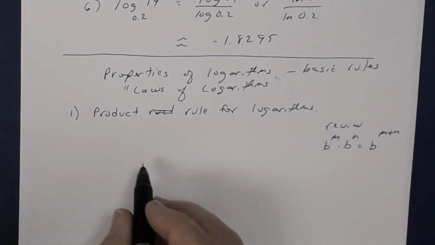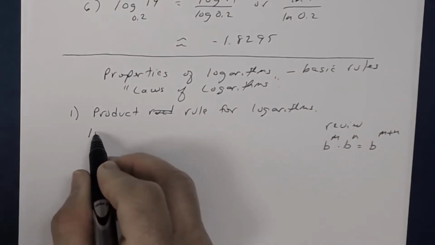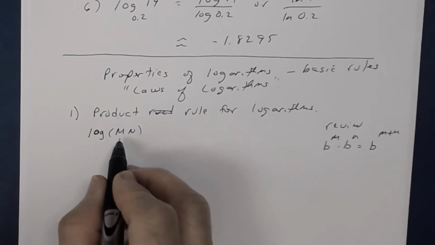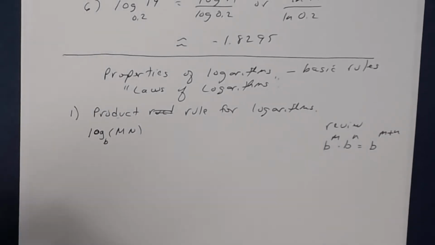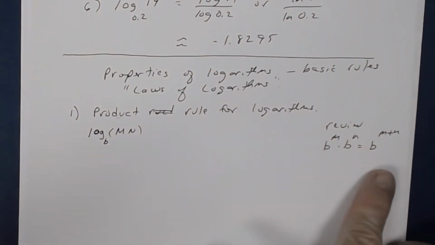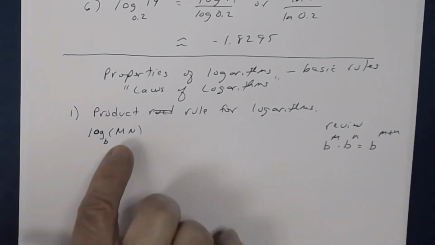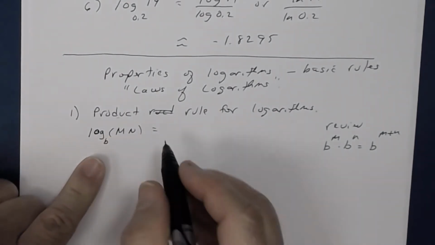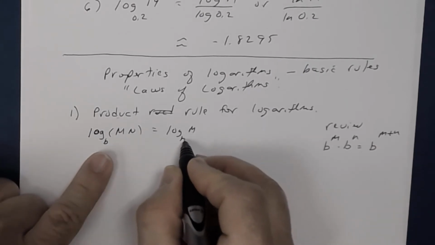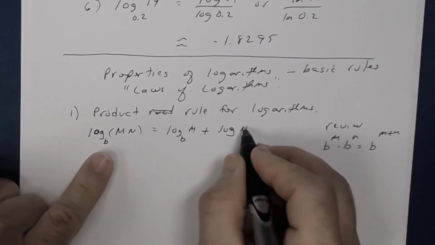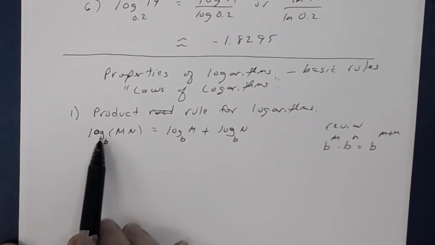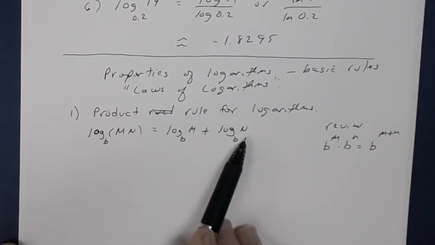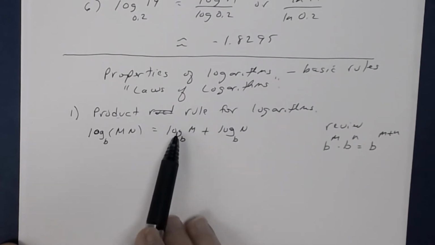Okay, so here's what the product rule says. The log of a product, m times n with base b, whatever your base may be. Remember, product rule for exponents, when you multiply like bases, you add exponents, right? So I can expand this as the log of the first factor, base b, plus the log of the second factor, base b. So the log of a product is the sum of the logs of each factor.